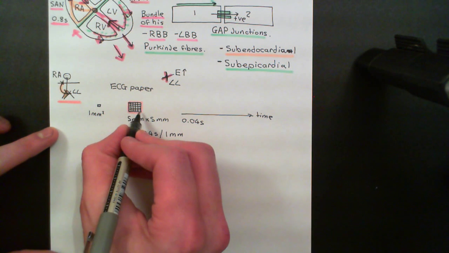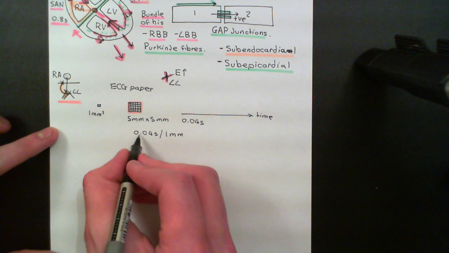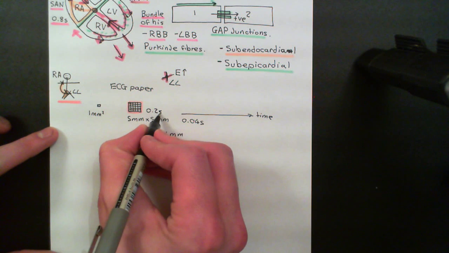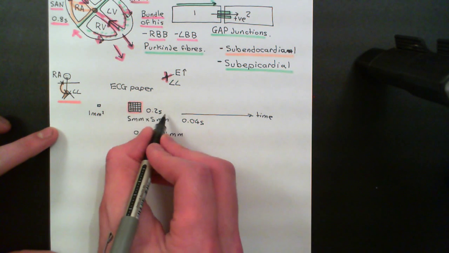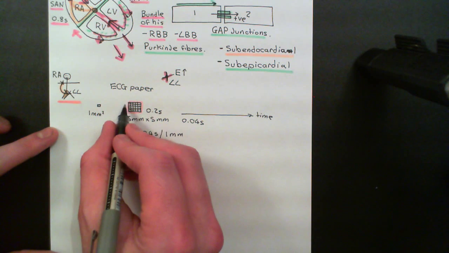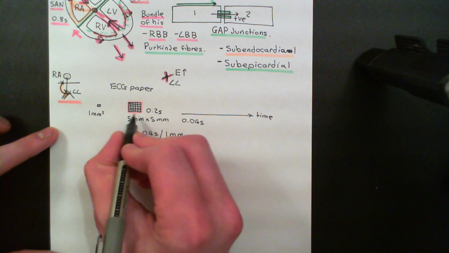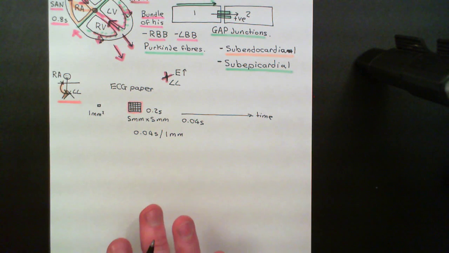So how many seconds will we be going forward in a big box, a 5mm by 5mm box? Well, we'll just have to multiply this by 5, so we'll be going along 0.2 seconds. So that means that overall 5 big boxes, 5 of these boxes in red, so it will go on to maybe about there, would be 1 second. Okay, so there's an understanding of the units then.